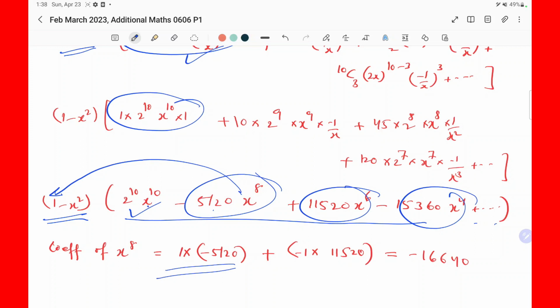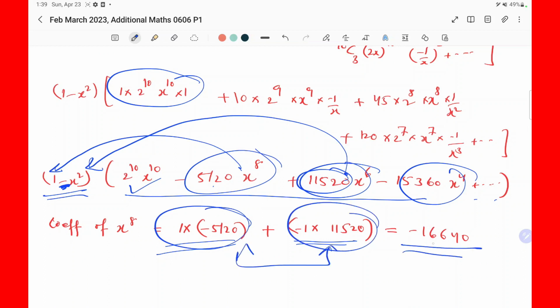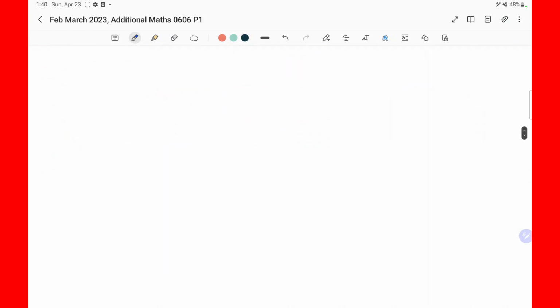Now from x to the power 10 we will not get x to the power 8, but here we can get 11520 x to the power 6. If you multiply this with x square, then x to the power 6 times x square, right? We can get x to the power 8, so 11520 times minus 1 from here, right? So minus 1 times 11520. So we have one term here, one term here. Just add these two, you will get minus 16640. Now move to the next question.